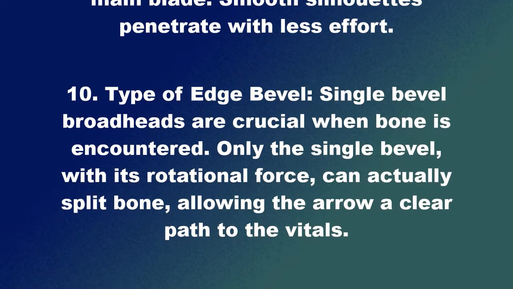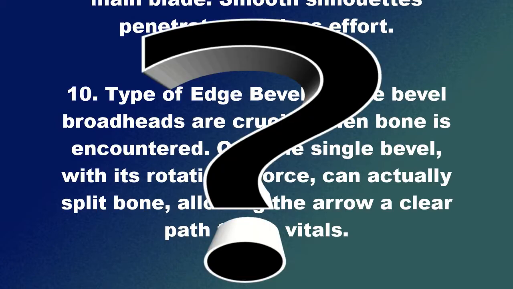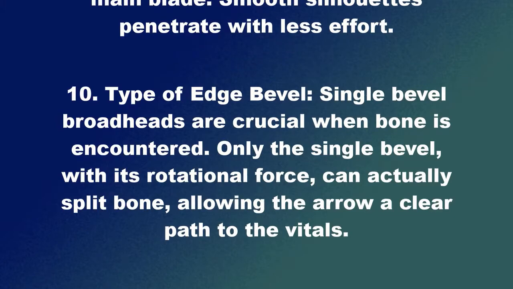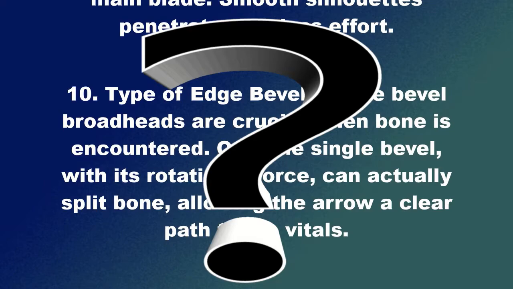Type of edge bevel. Single bevel broadheads are crucial when bone is encountered. Only the single bevel with its rotational force can actually split bone, allowing the arrow a deeper path into the vitals. This may be true for traditional bow users, but with the modern crossbows and modern compound vertical bows, and the advancement in broadhead design, is this still true for all bow users or just the traditional bow users? Not all of us are going after big game in Africa. And what about big game in Africa? Can compound bow users and crossbow users get away from having to use a single bevel blade?